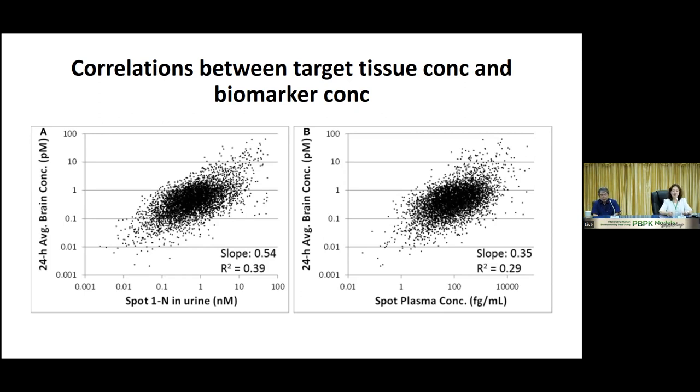So urine concentration is actually a very good biomarker. Because of that accumulation, it gives you more information about exposure.